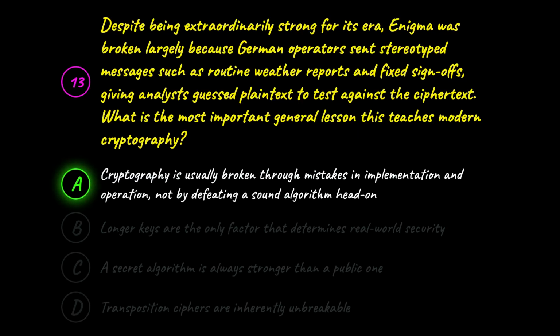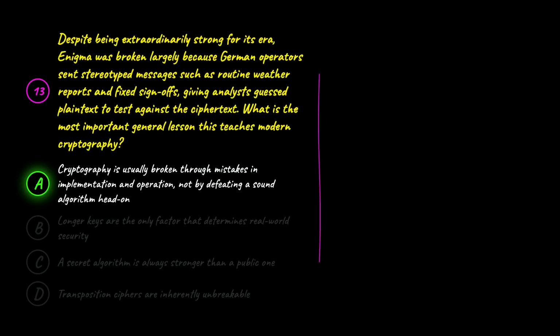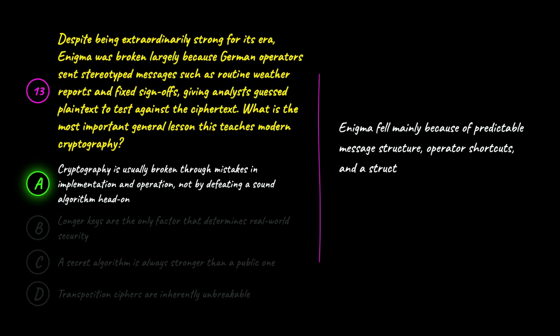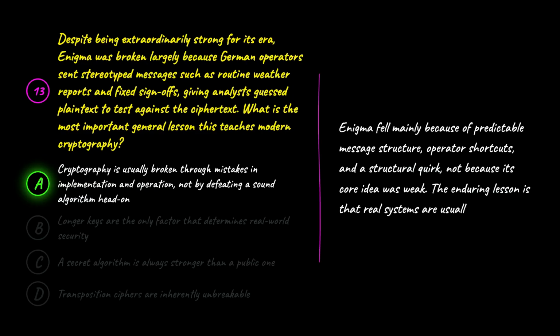The correct answer is A. Cryptography is usually broken through mistakes in implementation and operation, not by defeating a sound algorithm head-on. A is correct because Enigma fell mainly because of predictable message structure, operator shortcuts, and a structural quirk, not because its core idea was weak. The enduring lesson is that real systems are usually broken through implementation and operational mistakes.